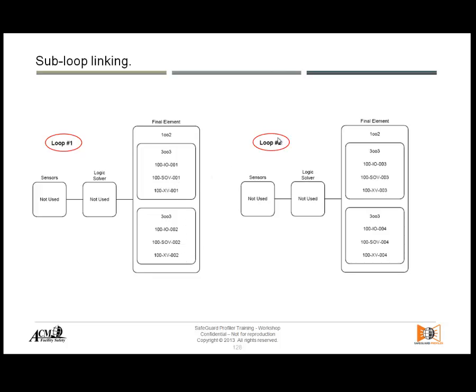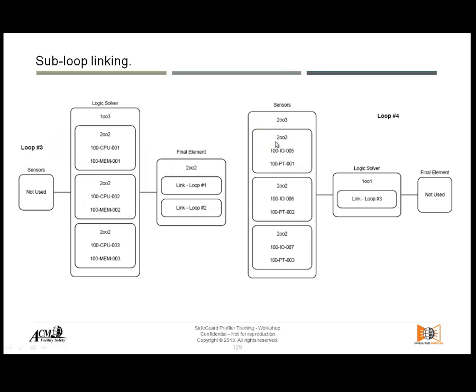Then I will create a second safety implemented function. That second safety implemented function also will have only the final element, and again this one will be a 1 out of 2, and this will be SOV3, XV3, and 4. So I have 1, 2, 3, 4. In this case, I created one safety implemented function final element for each loop.